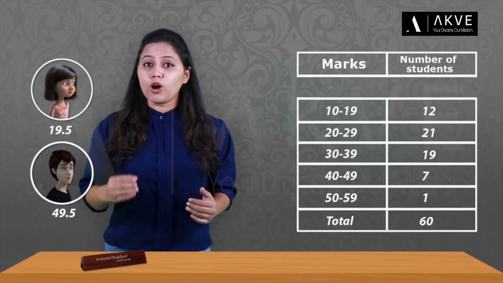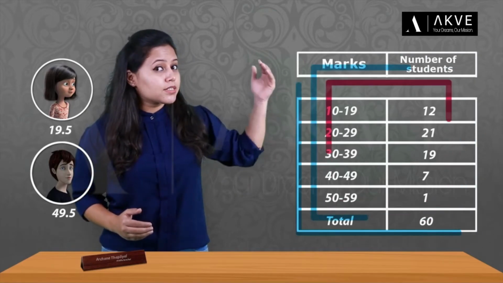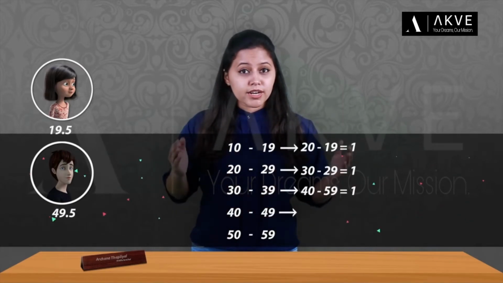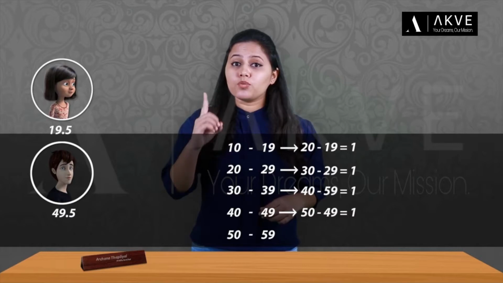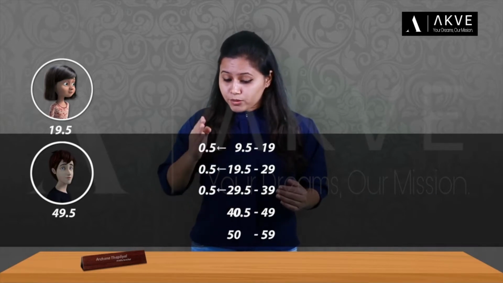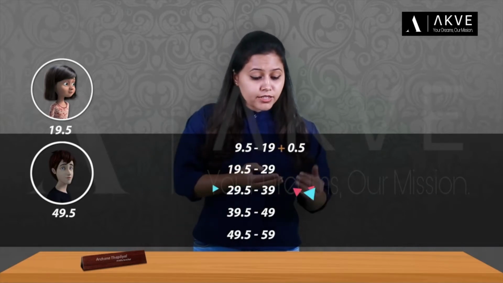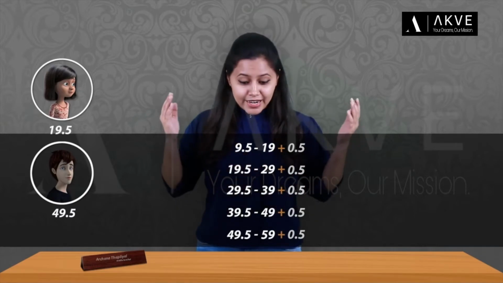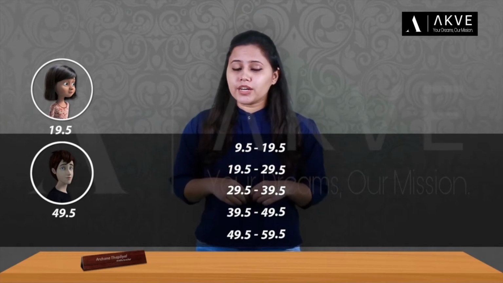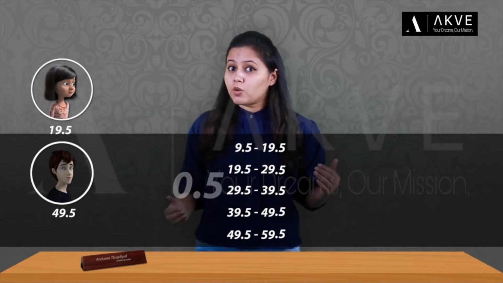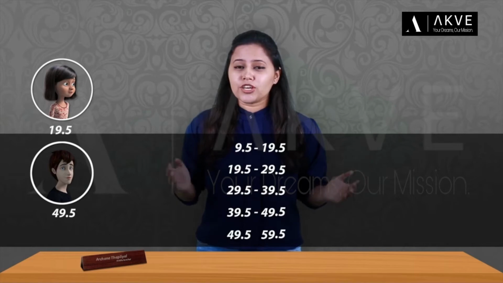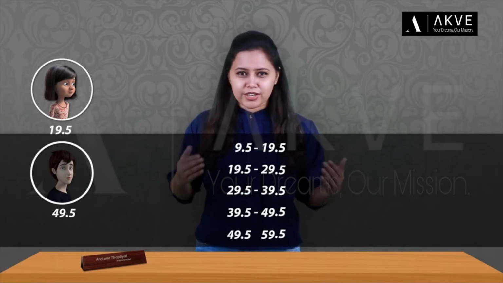So, to overcome this problem, we have to convert the discontinuous classes into continuous ones. Now join me in what I am doing and consider only class intervals. There is a difference of 1 mark between any 2 consecutive classes, right? So, take 0.5 from the lower limits and add it to the upper limits. So we get these intervals which are continuous class intervals. So basically what we did is we subtracted 0.5 from the lower limit and added 0.5 to the upper limit. And by doing so, we changed the discontinuous class intervals to continuous ones.